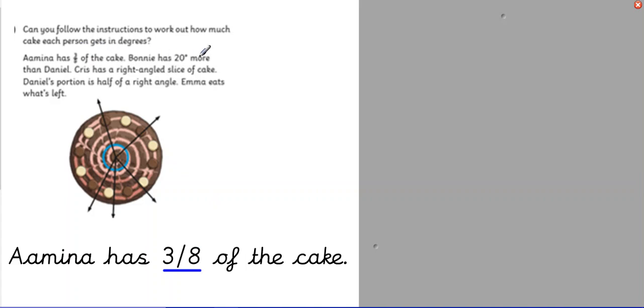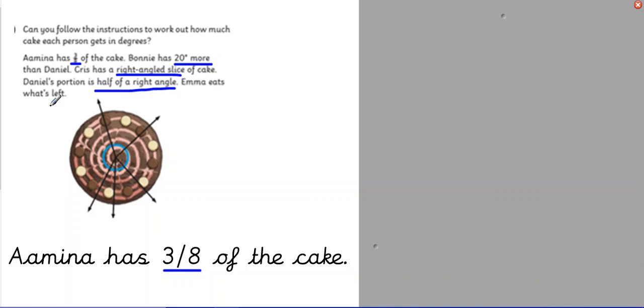Bonnie has 20 degrees more than Daniel. Chris has a right-angled slice of cake. Daniel's portion is half of a right angle. Emma eats what's left. Okay, so let's find the important information. We've got 3/8 here. Bonnie has 20 degrees more than Daniel. Chris has a right-angled slice. Daniel's portion is half of a right angle. And Emma eats what's left.